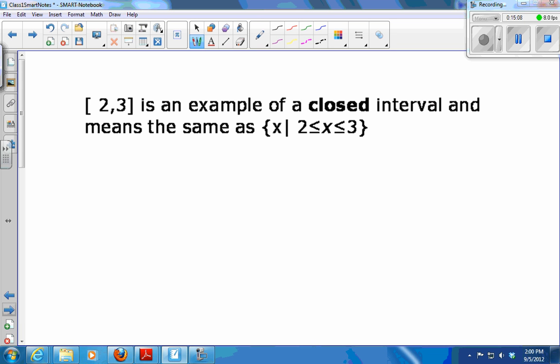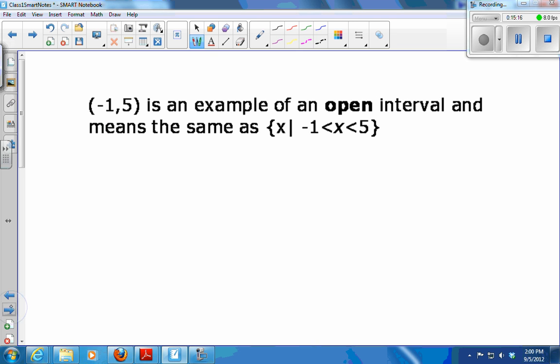And square brackets around 2, 3 means all the numbers between 2 and 3, including both the 2 and the 3. And this one, (-1, 5), is an example of an open interval, open on both ends. It means all the numbers between -1 and 5, not including either endpoint.